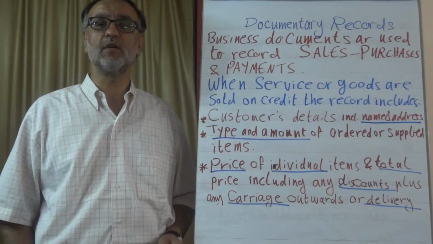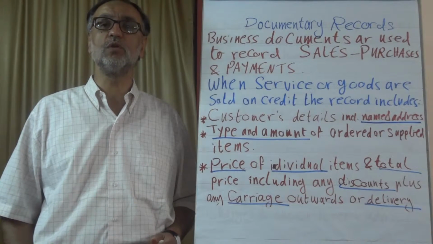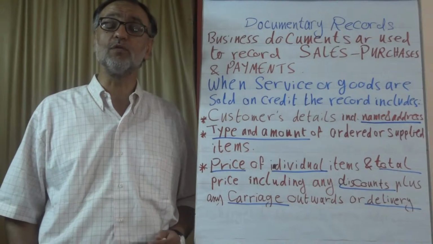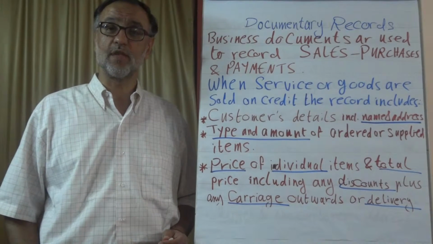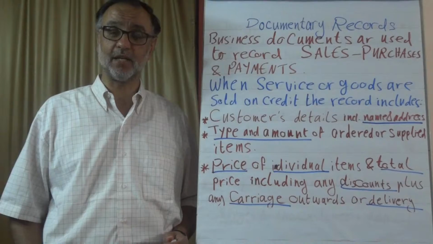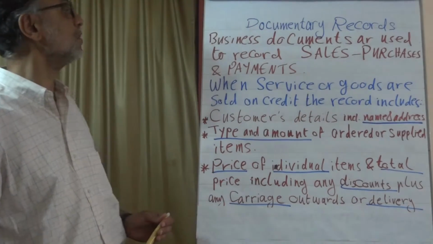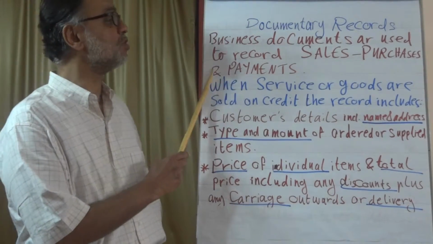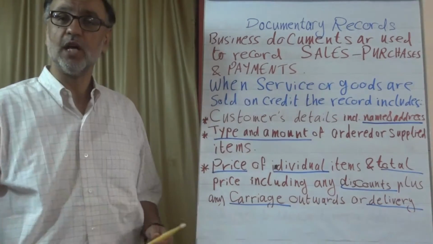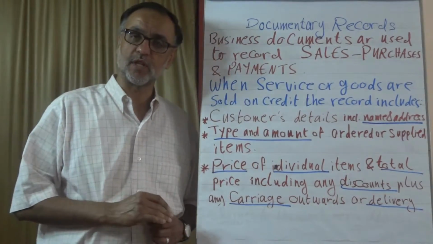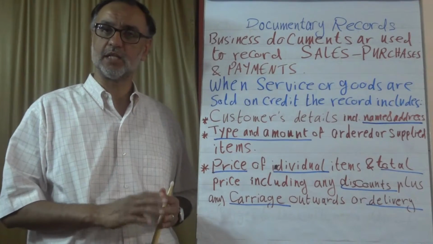Documentary records will be covered in two videos. The first video will talk about what kind of documents we are using, and we'll cover some of them, and the remaining will be covered in the second video. First, we start with saying business documents are used to record sales, purchase, and payments. So the types of transactions that we have are purchase, sales, and payments.